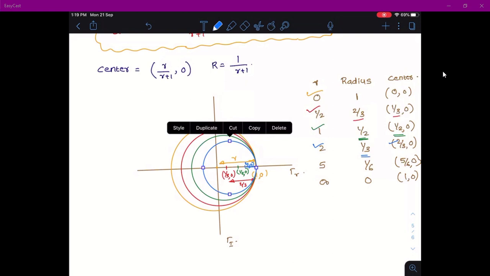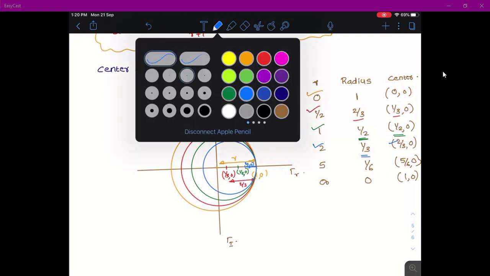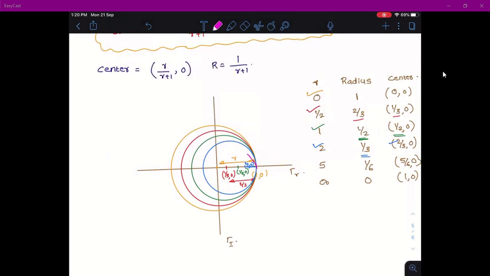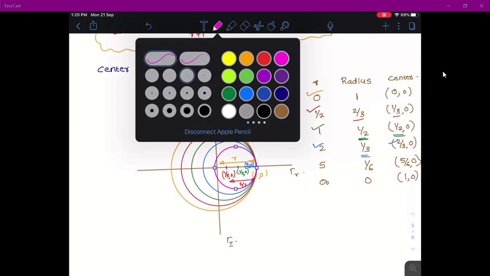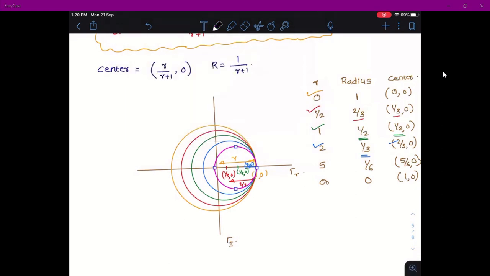Okay. Similarly for other values. And so you will have multiple circles like this for different values of r, and r is a continuous value. It can take any value. So you will have multiple circles like this. Okay. And at infinity, at r equal to infinity, basically the radius is 0 and the center is 1 comma 0. So you will have a point at 1 comma 0.